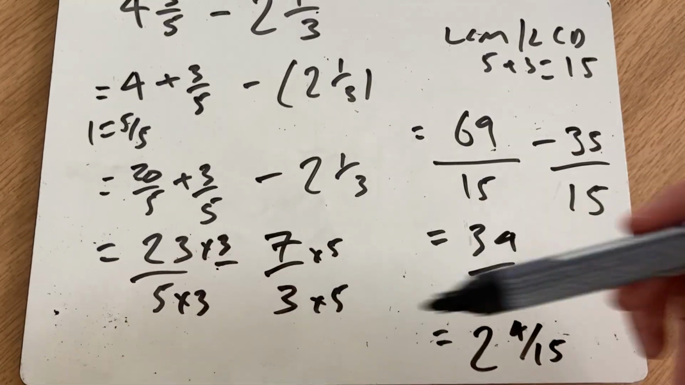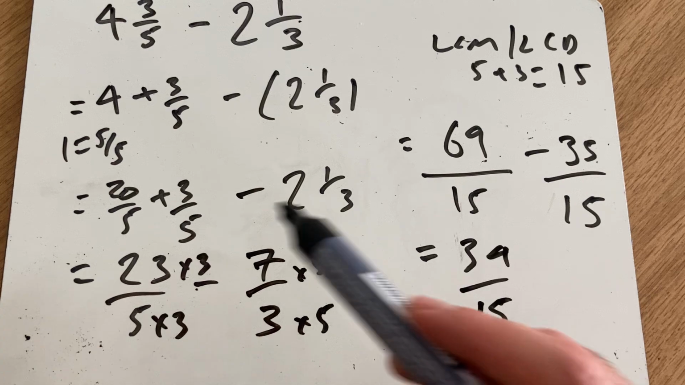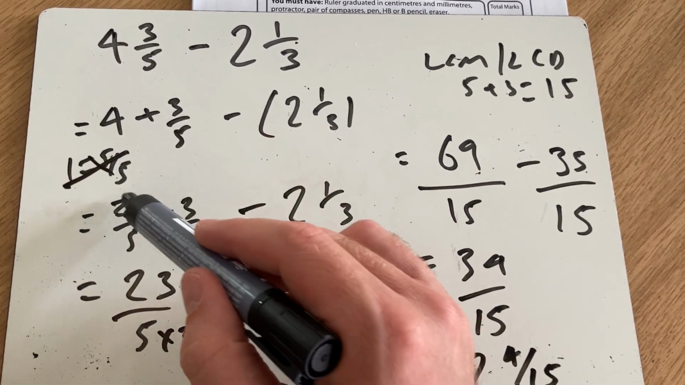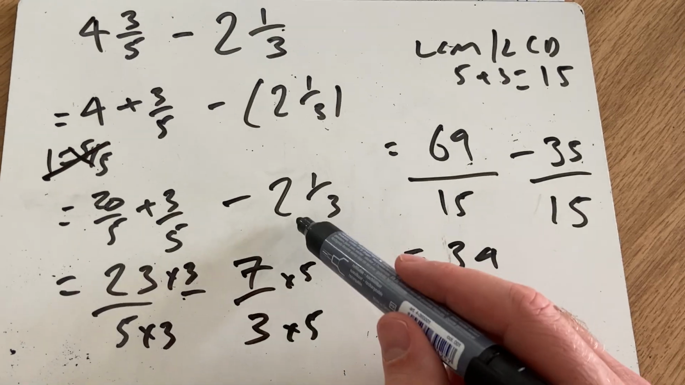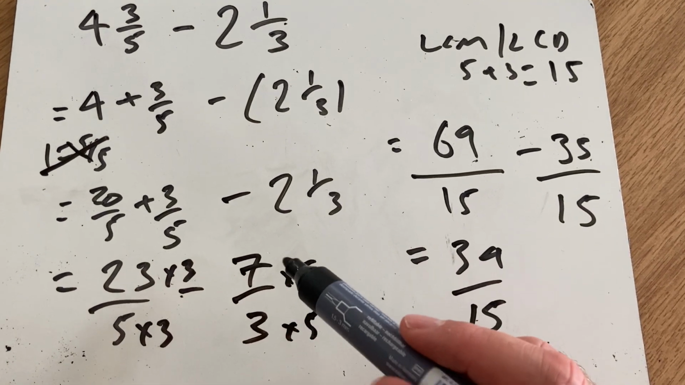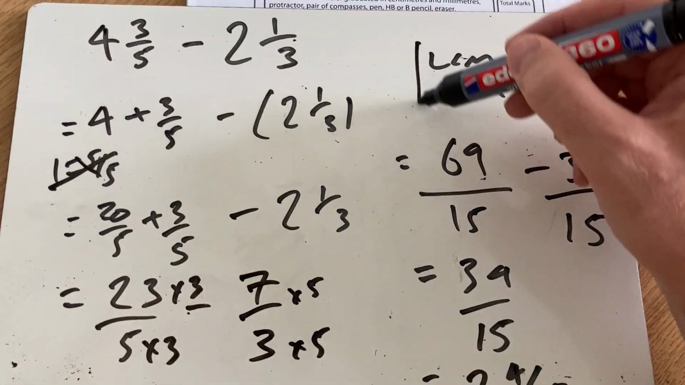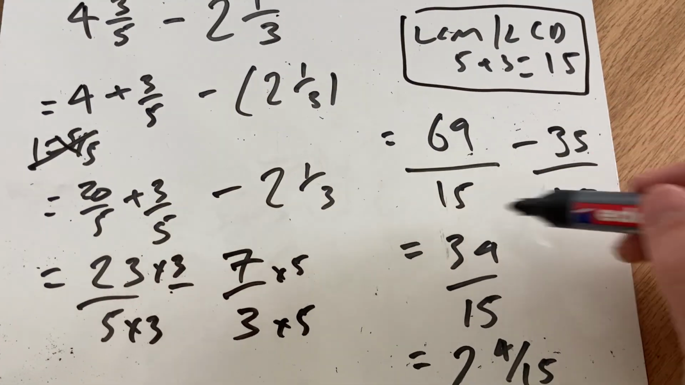Okay, you might not need to write all these steps, but I'm just explaining things as I go along. For instance, that 4 has 20/5 in it, and that 2 1/3 has 7/3. And then when you find your lowest common denominator and your equivalent fractions.